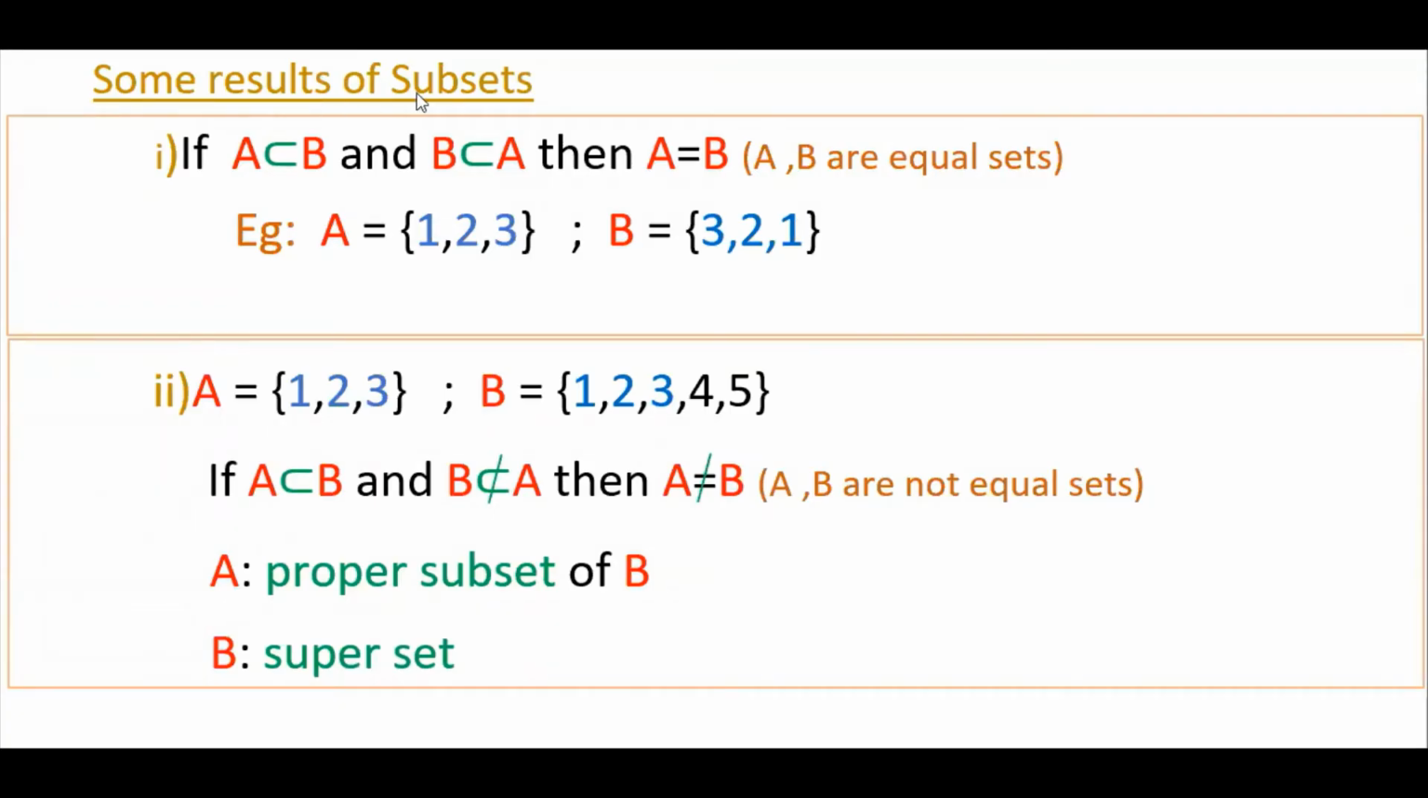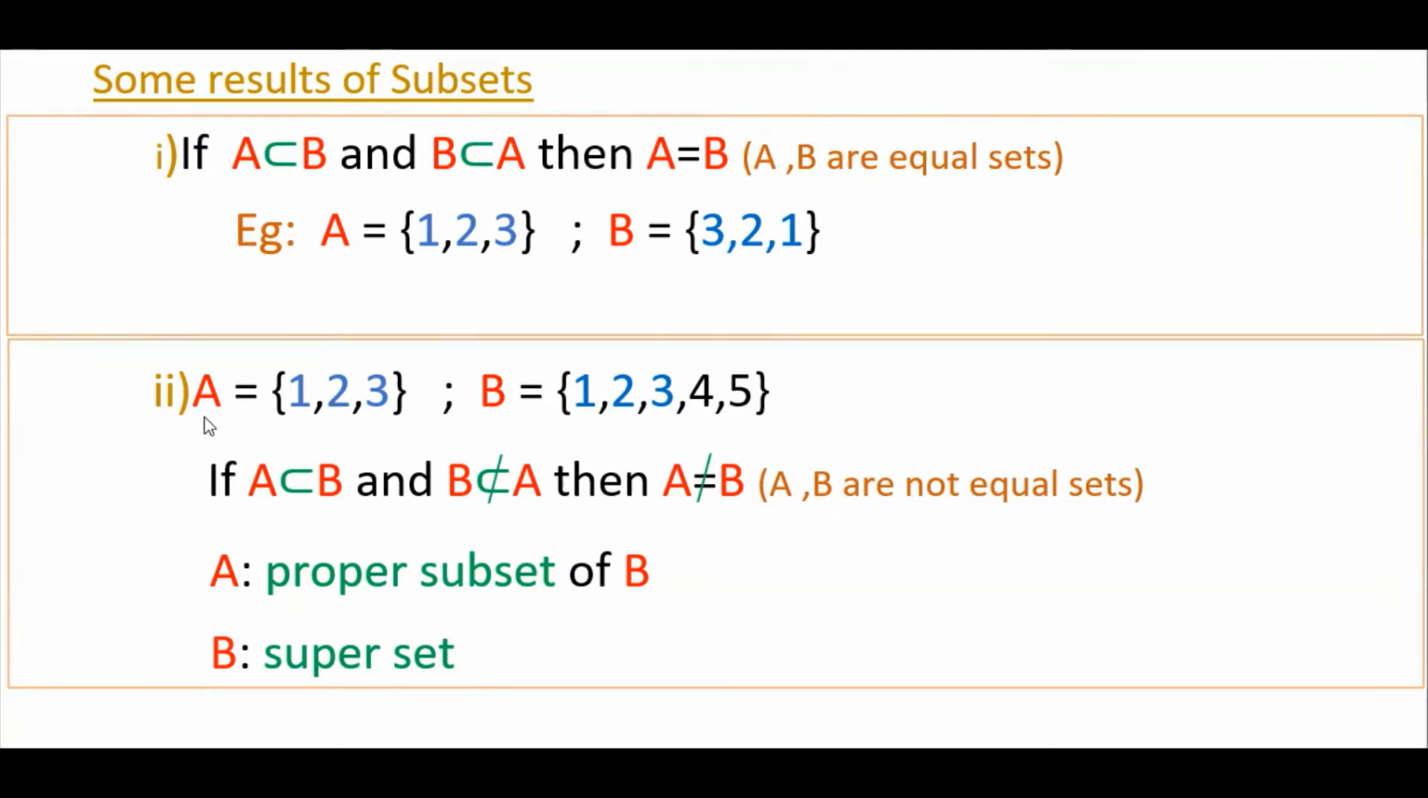These are some results of subsets. The first one is: if A is a subset of B and B is a subset of A, then A is equal to B. For example, if A is equal to {1, 2, 3} and B is equal to {3, 2, 1}, all the elements of A are also elements of B, and all the elements of B are also elements of A. That means A is a subset of B and B is a subset of A. So these two sets are equal. That means A is equal to B.